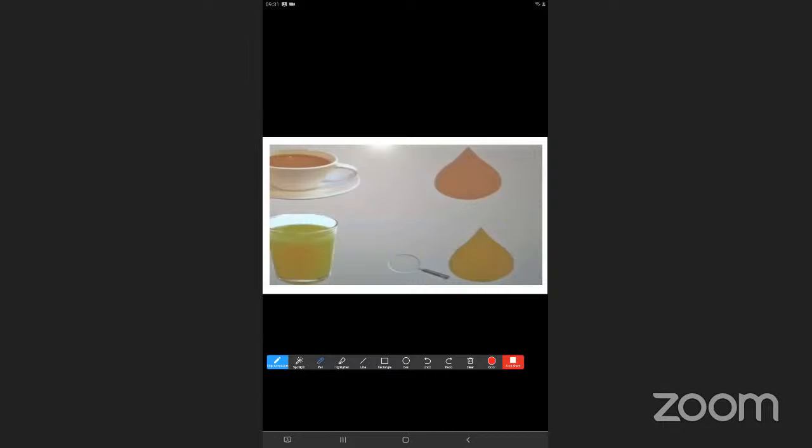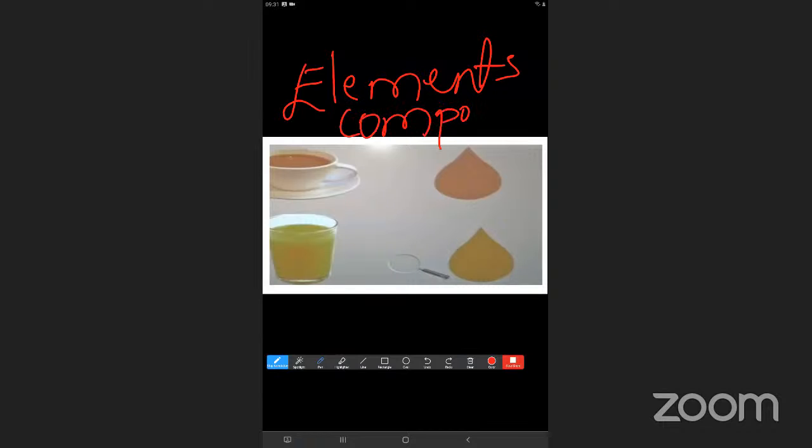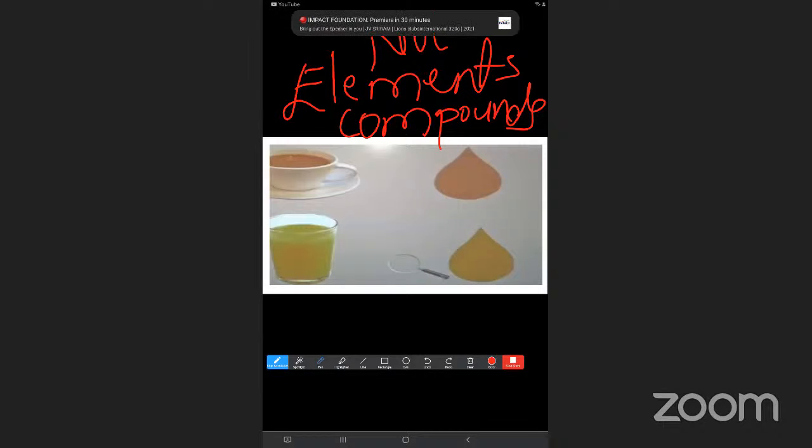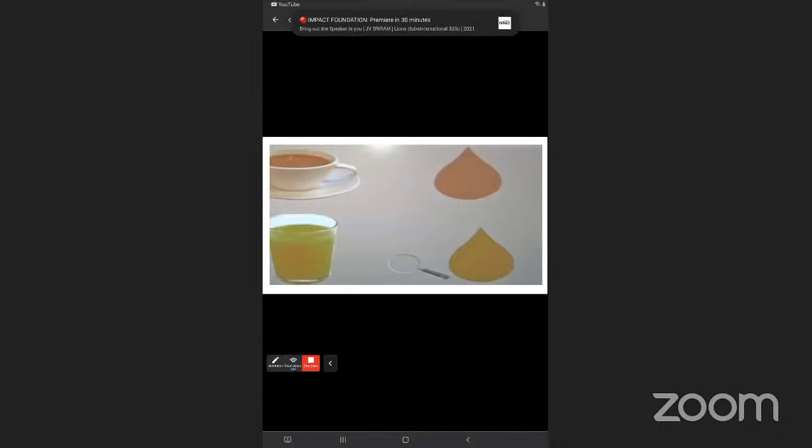Then what do we call this type of substance? These are not elements, and not compounds. Then what? Yes, we'll see now.